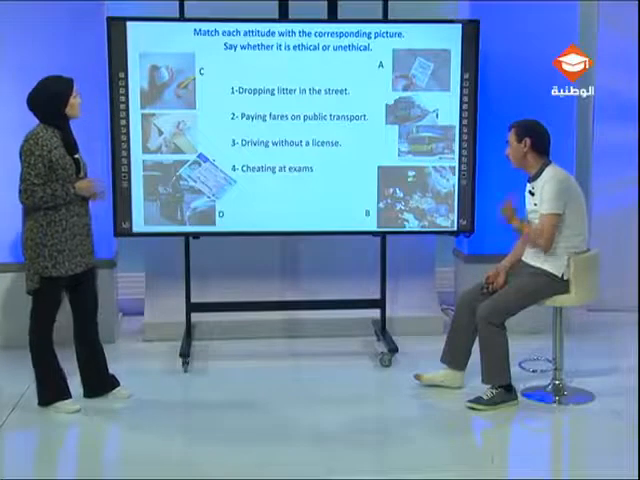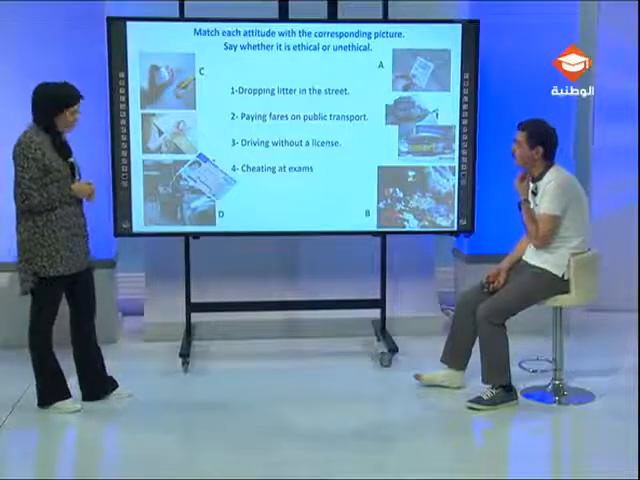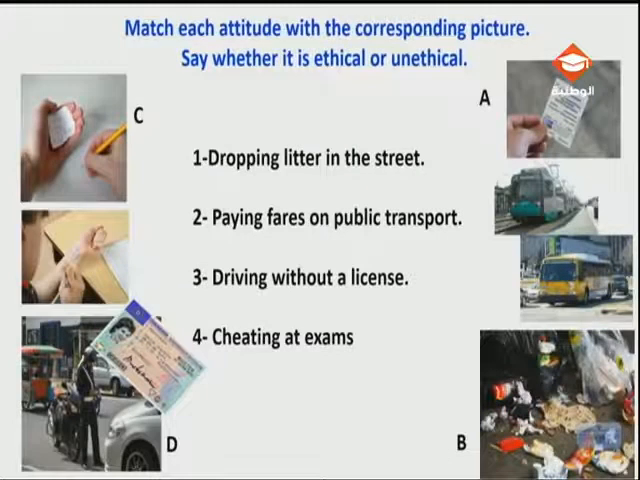It's a blend of virtues and vices, as we said a few minutes ago. So, Maison, I am exposing you to four different attitudes or practices. You can see them in the middle part of the screen, and on each side of the screen, you can see some visuals or pictures. All that you have to do is match each attitude with the corresponding picture or pictures. And then I have a bonus for the correct answers.